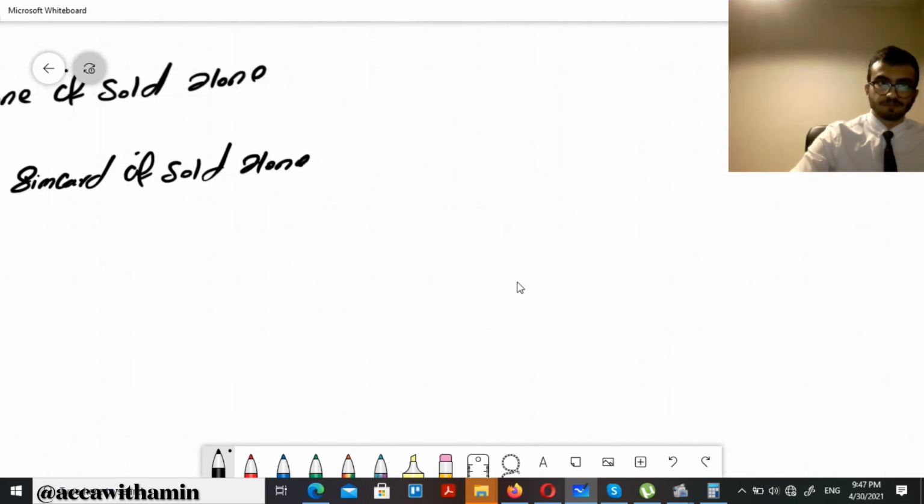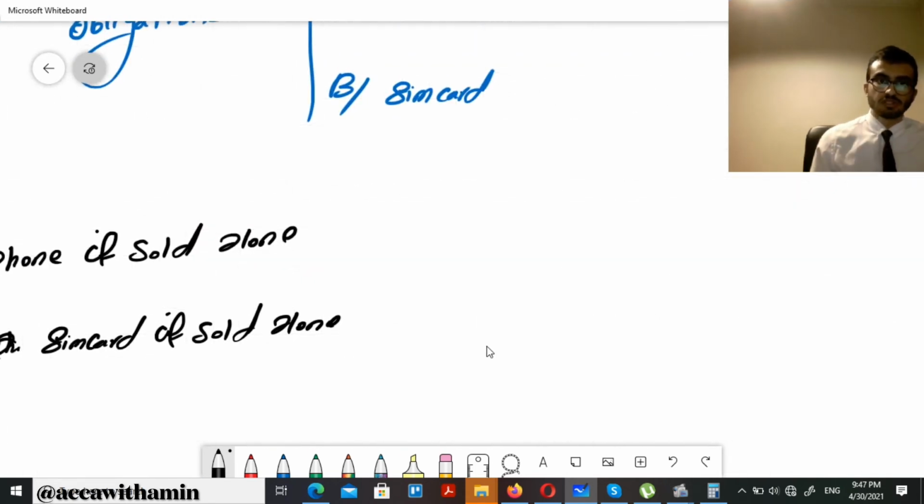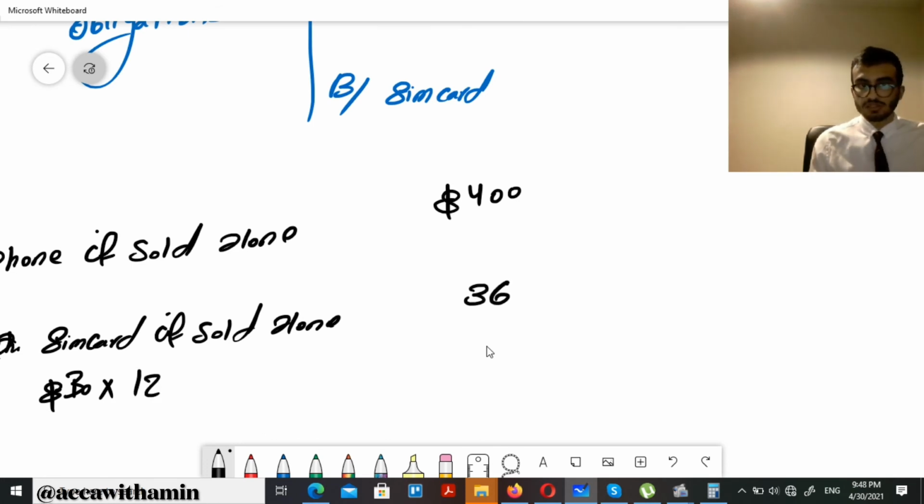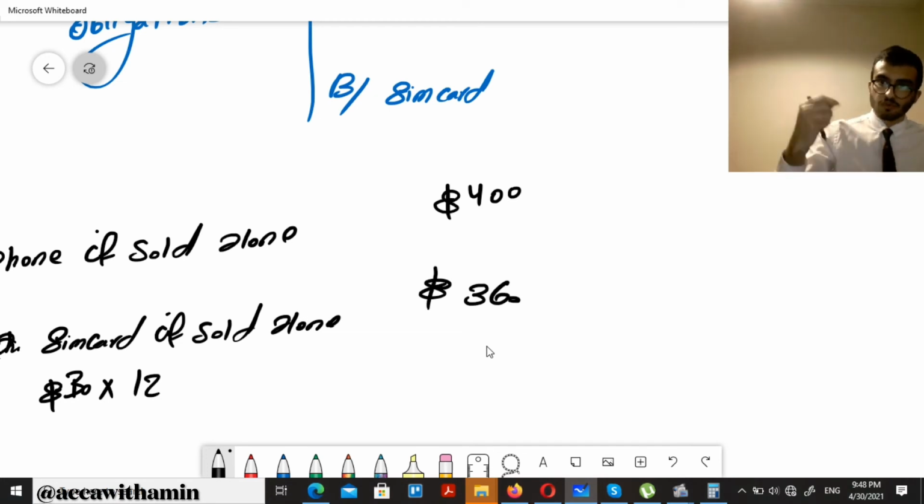Okay, $400, and then probably $10 times, we can say $30. It is better, $30. In the exam question I'm going to change $30 times 12 months gives us $360. So I just changed the question. The fee for providing the SIM card services is $30 per month, not $10.